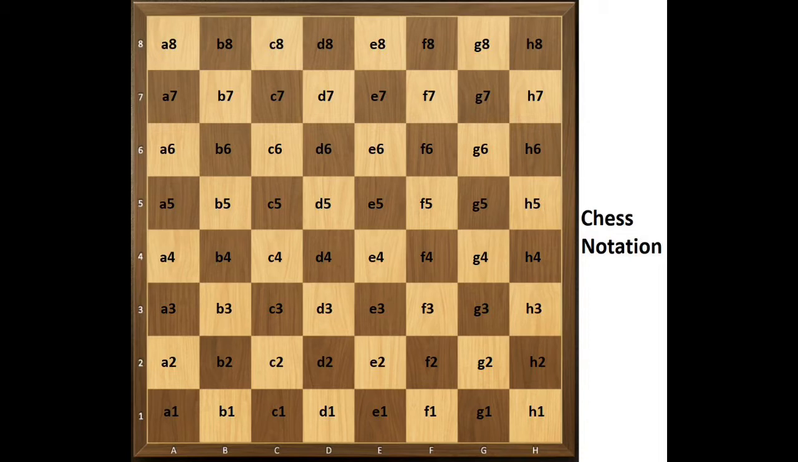If you can see the video, the first column starts with A1 and it goes till A8. Similarly, the second column starts with B1, it goes till B8. So this is how each and every square of the chessboard is indicated. Also, please note that the square position is indicated with lowercase alphabets, not the uppercase.